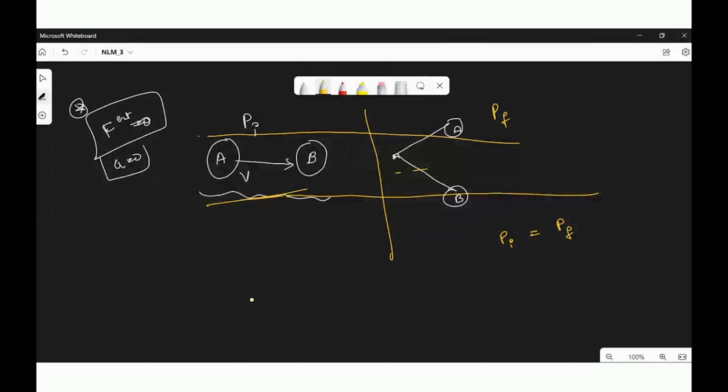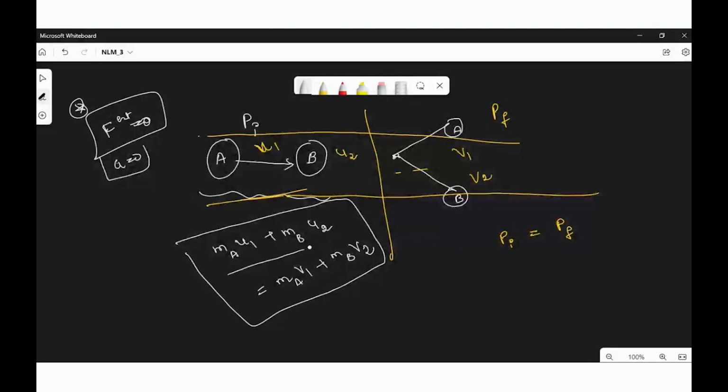Anyway, the mass is not changing. If it has initial velocity, I'll say U1, U2, this will have some final velocity V1, V2. So you can set up the conservation terms like MA U1 plus MB U2 must be equal to MA V1 plus MB V2.